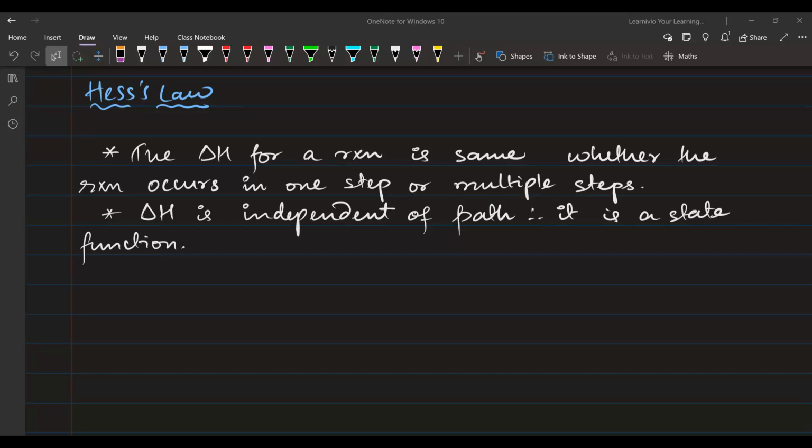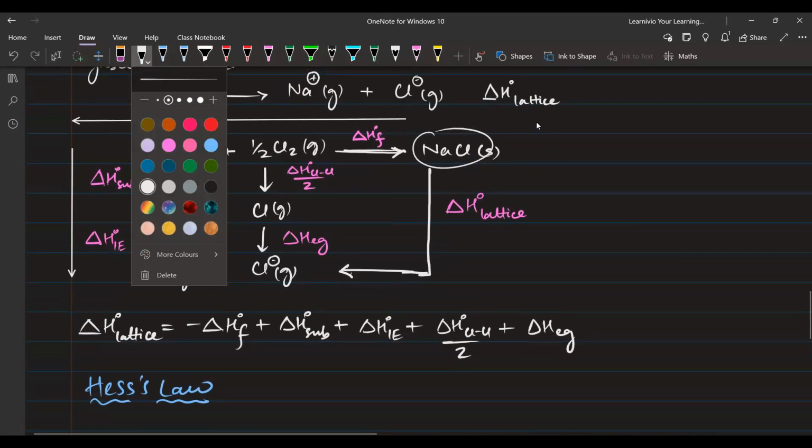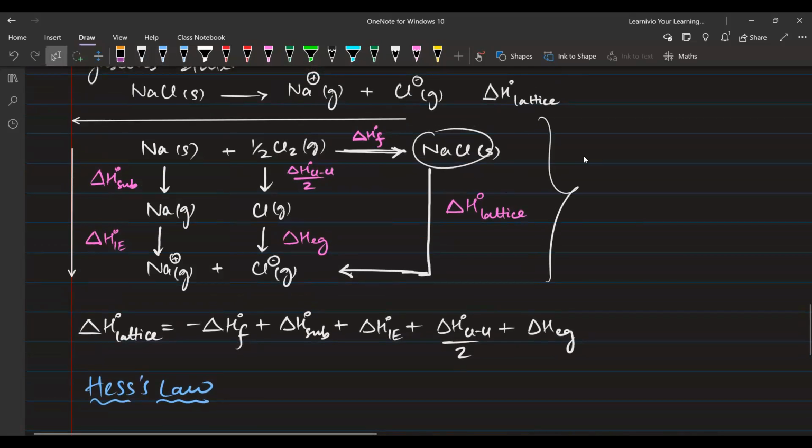One thing I will tell you. This whole thing is known as the Born-Haber cycle. If you have any space left, write it down. This is known as Born-Haber cycle.